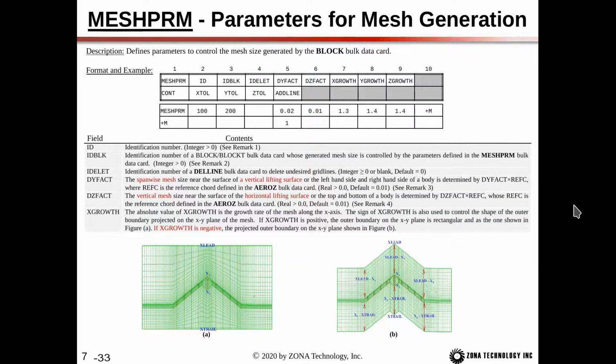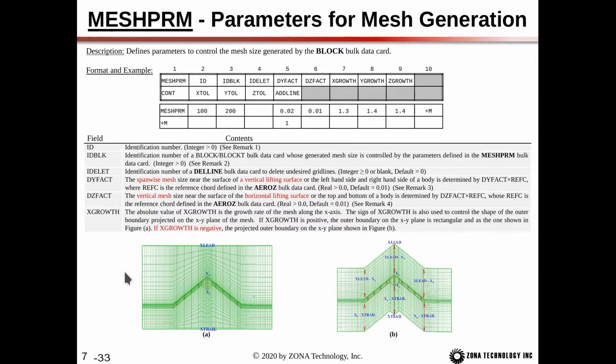Next, we have the mesh param card, which is parameters for the mesh generation. So we have an ID number. Next, we have ID block. This is an identification number of a block or block T card whose parameters are modified by the mesh param card. ID ELET can refer to a delete line bulk data card to delete undesired grid lines. And I've actually never had to make use of this card. But if you look at your resulting mesh and you see you've got extra grid lines in there that you don't want, you can delete them using this option.